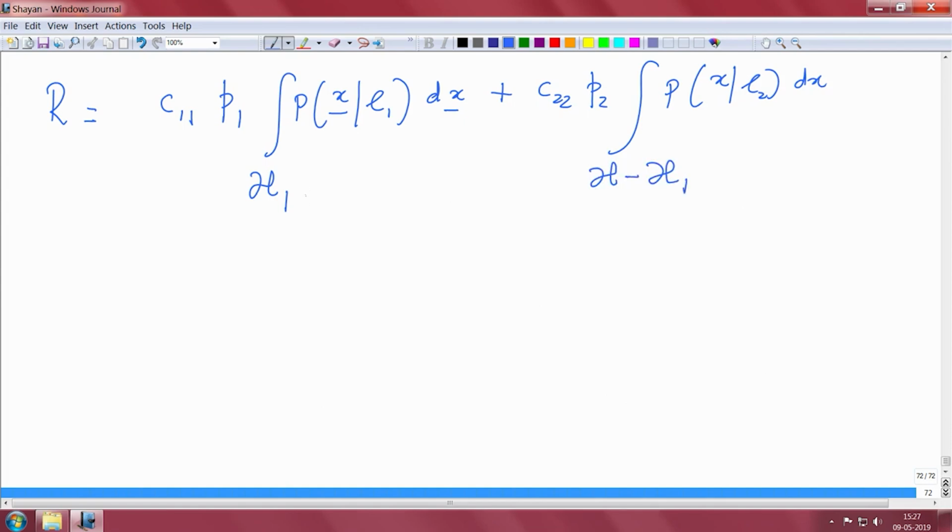So, H1 corresponds to class 1. I just mentioned this. And this corresponds to class 2.